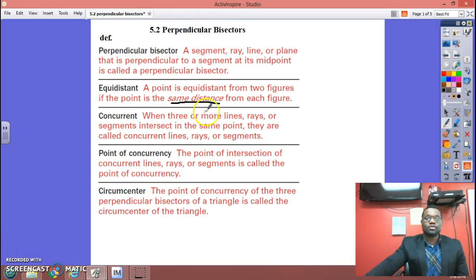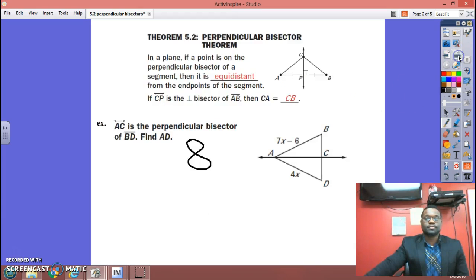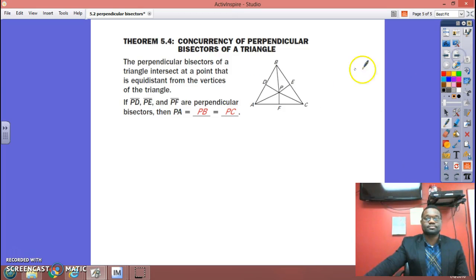Concurrent, when 3 or more lines, rays, or segments intersect at the same point, they are called concurrent. Alright, so back to this. This point is concurrent because you got several lines intersecting, at least 3.